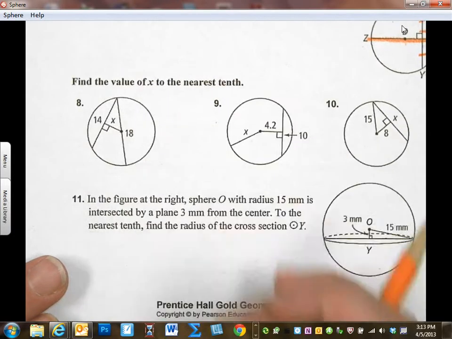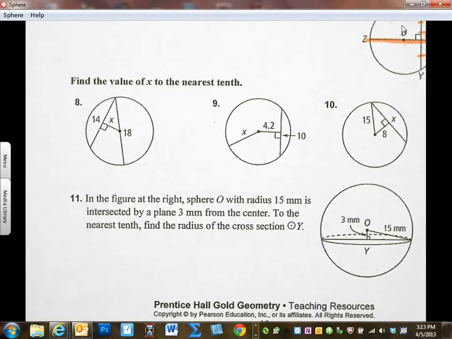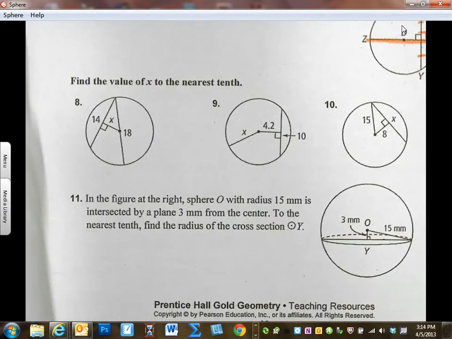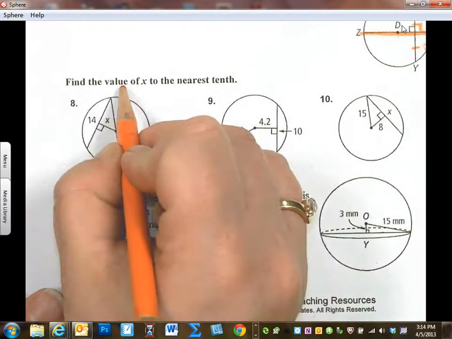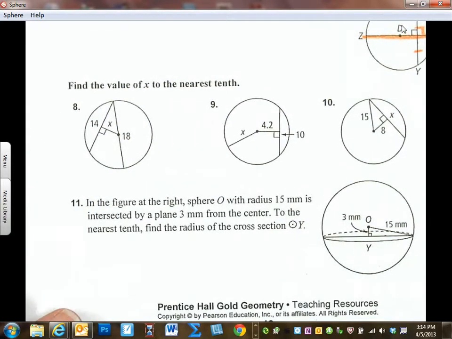Let's look at these down here. Number 8. That pencil's lead is broke. I don't want to use that one. It wants us to find the value of x to the nearest tenth.